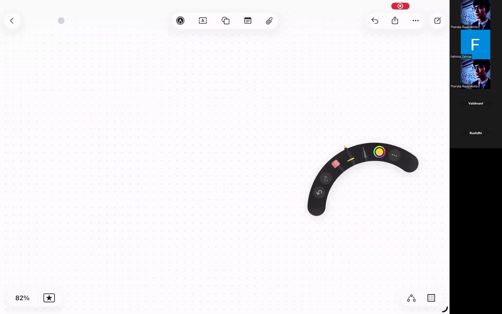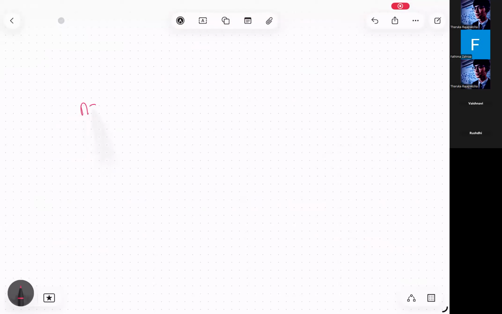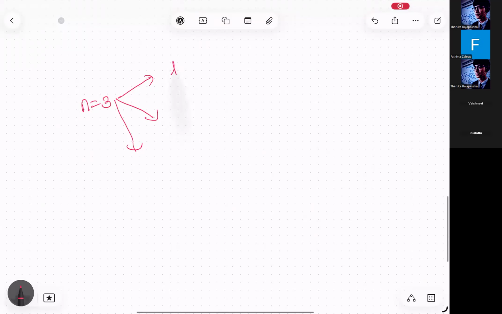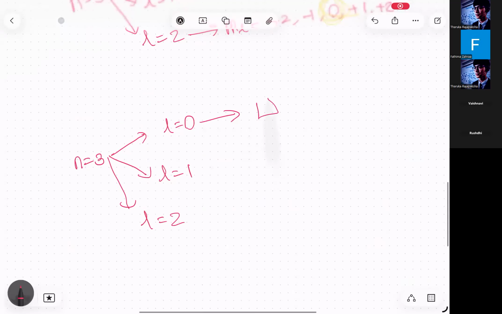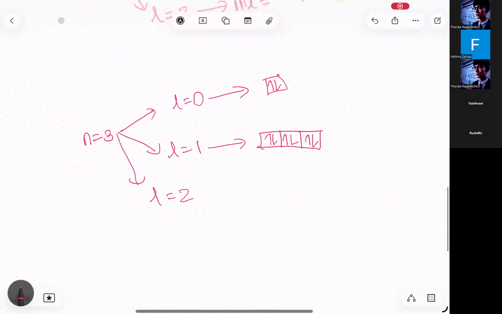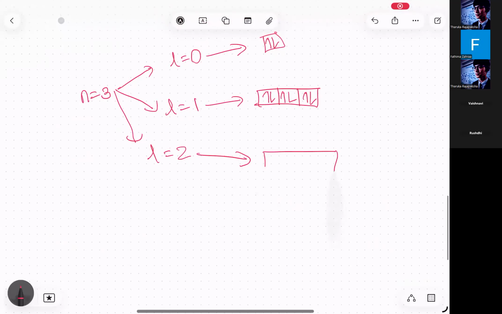how many electron pairs are there for n equals 3. When n equals 3, there are 3 sub energy levels: l equals 0, l equals 1, l equals 2. For l equals 0, there are 2 electrons inside this box. For l equals 1, there are 3 boxes and 6 electrons. When l equals 2, there are 5 boxes, 1, 2, 3, 4, 5, and there are 10 electrons here.